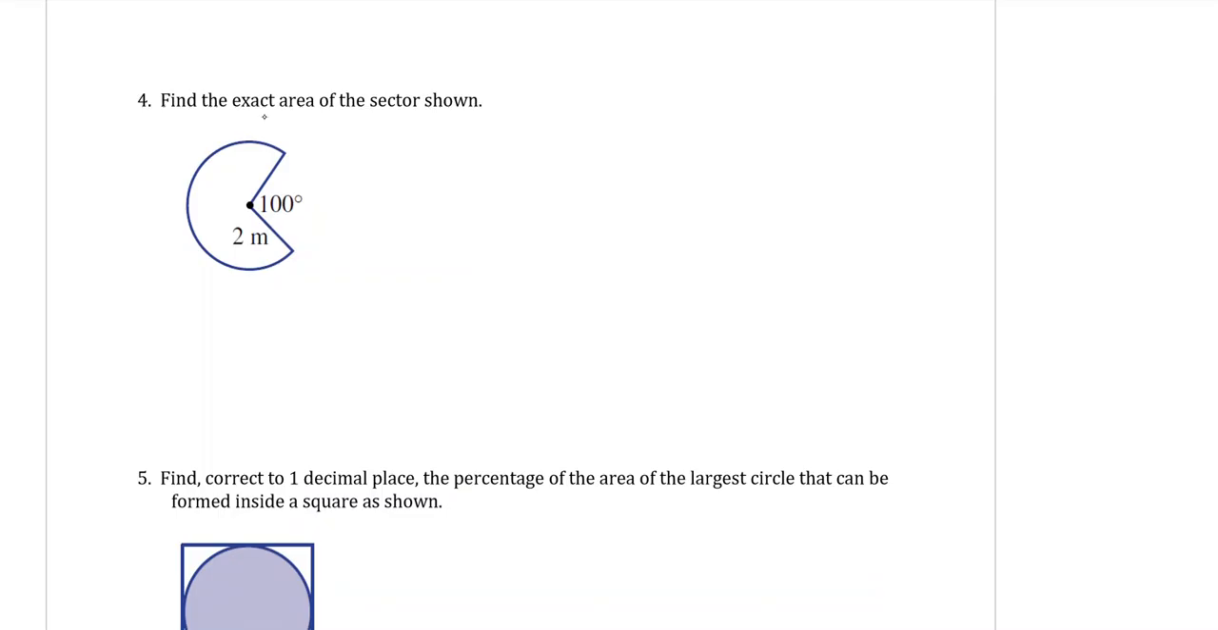Question 4. Find the exact area of the sector shown. The area of a sector is A equals theta over 360 times pi r squared. The theta needs to be the angle inside the sector, so it's trying to trick us here with the 100 on the wrong side here. 360 minus 100 tells me the angle inside should be 260 degrees. So I need 260 over 360 times pi times the radius, which is 2 squared.